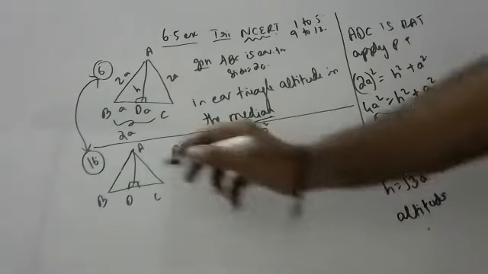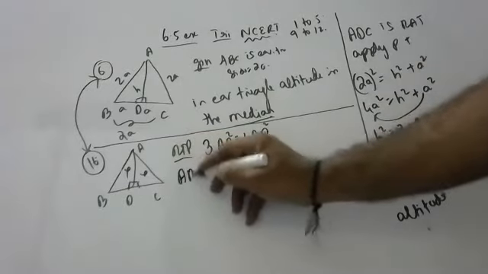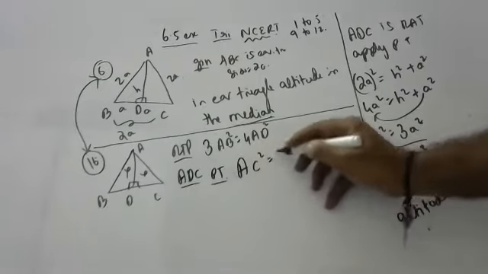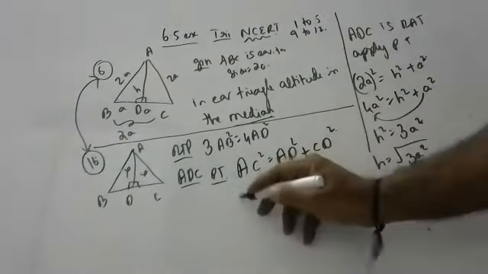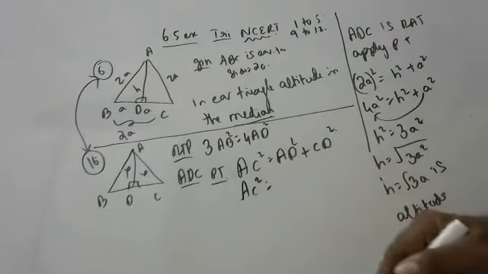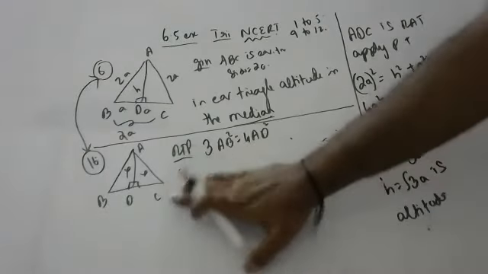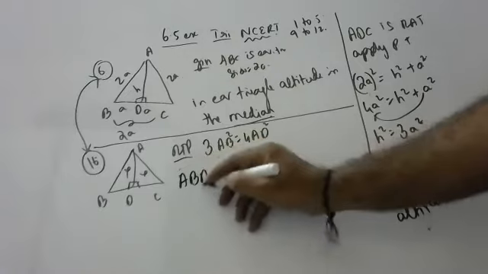Can anyone apply the Pythagoras theorem for ADC, children? AC squared is equal to AD squared plus DC squared. Sir, we took AB squared, no sir. Why the ADC triangle? Okay, you want AB. Okay, correct. Fine. Very good. Okay, for ABD, anyone?